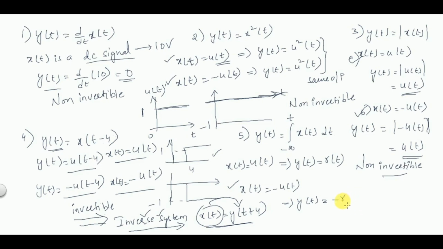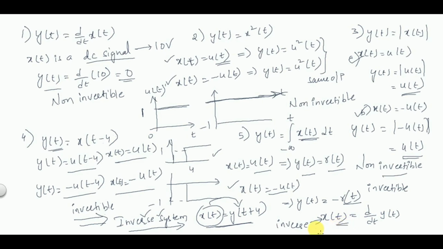So different inputs, r of t and minus r of t. Different inputs here lead to different outputs. So it is again an invertible system, and the inverse system is given by, we need x of t, so sending this integration to that side, it becomes differentiation, d by dt of y of t. So this is said to be the inverse system.